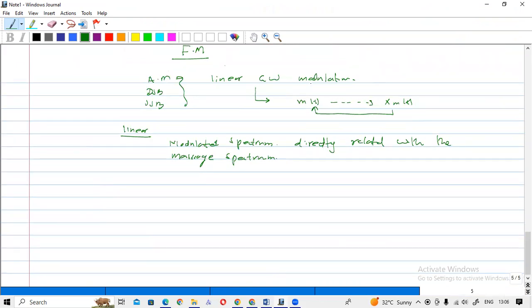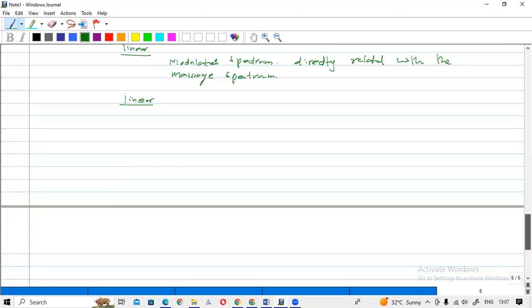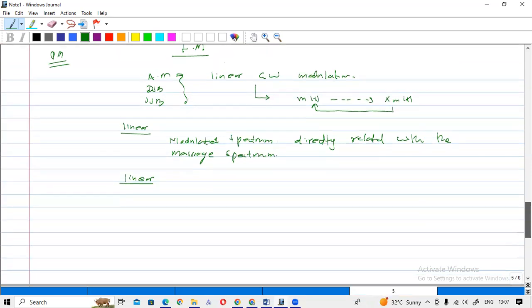But FM and PM are not linear CW modulation techniques. In other words, these are not linear, and the waveform is also not linear. It is a function of a function. I have explained it in the phase modulation lectures. Please go through that lecture, then you can understand these things very well. So I will just tell you the summary here.